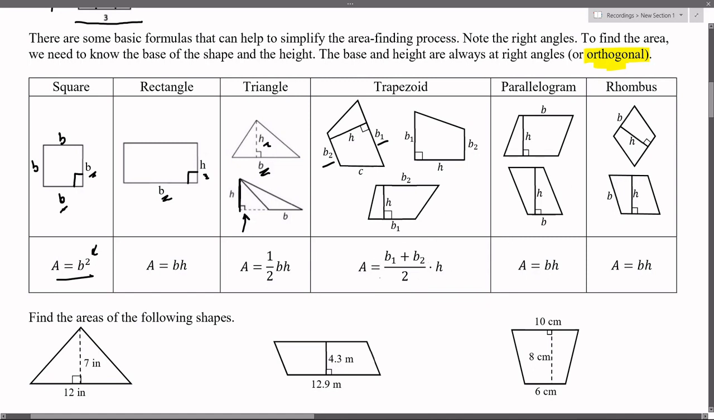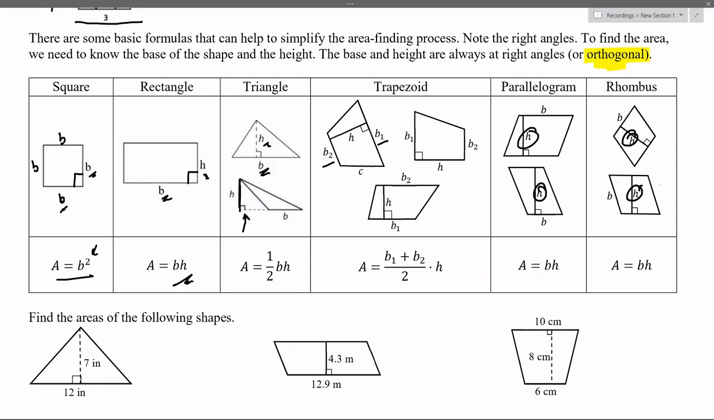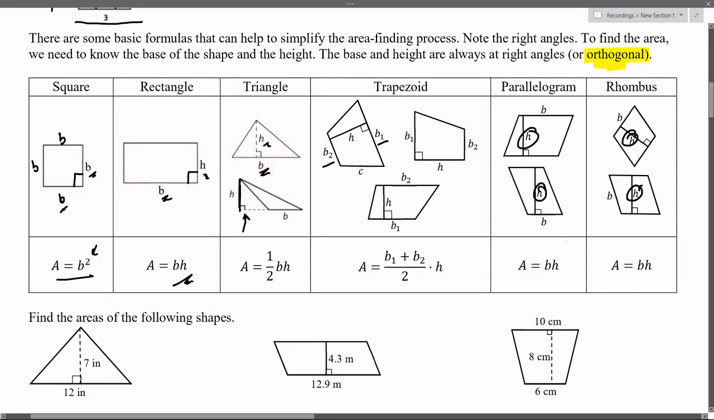Parallelogram and rhombus, they're actually the exact same thing as a rectangle. The rectangle is a little bit easier though, because the height is the side length. Whereas the parallelogram and the rhombus, you have to know the height of the shape, because the side length will not give you the correct area measurement if you just multiply the two side lengths together. So you have to know the height for these things to find that area.